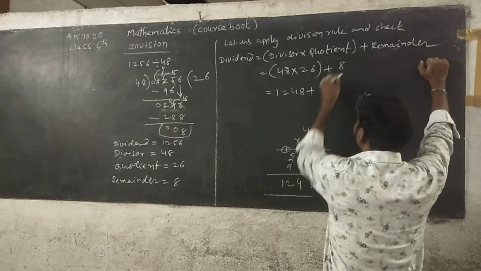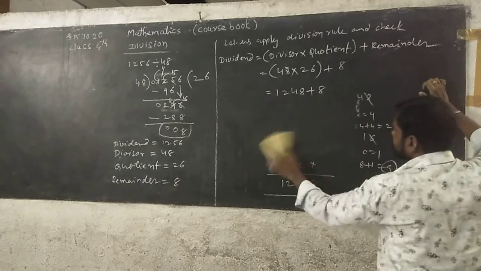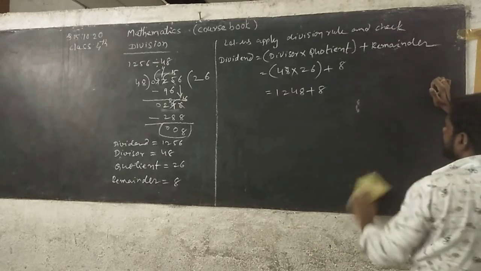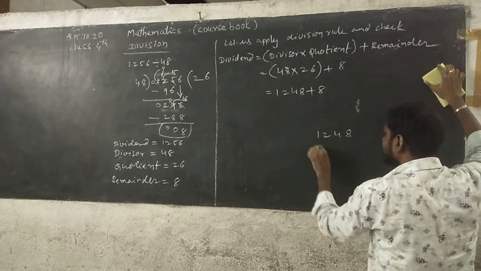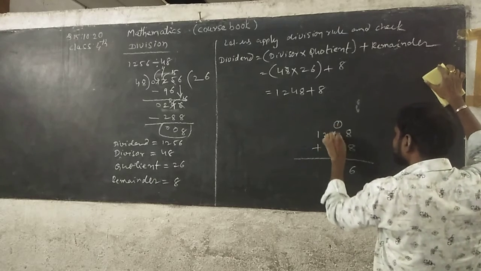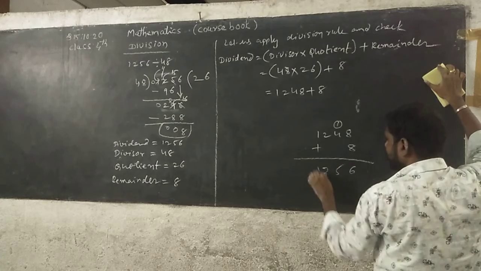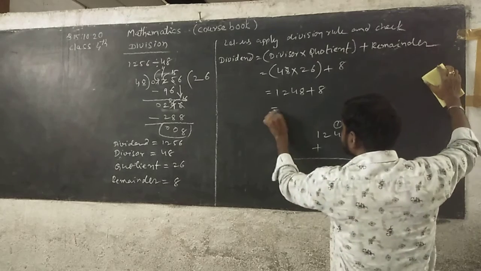You can get 1248 plus remainder 8. Next 8 is added to 1248. 1248 plus 8. 8 plus 8 is 16, 6 taking, 1 carrying, 1 plus 4 is 5, 2, 1. So we can get the dividend 1256.